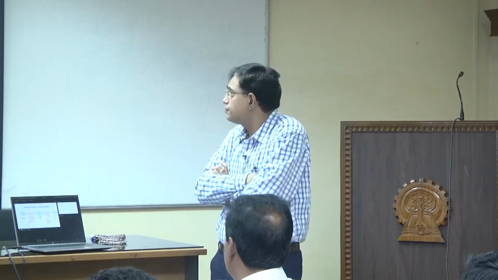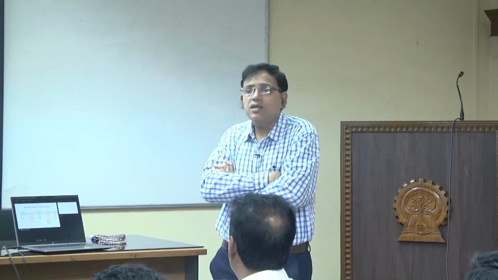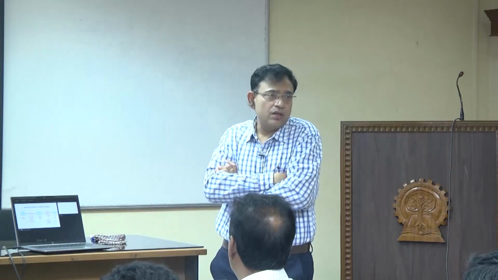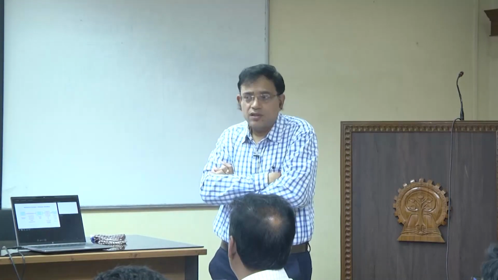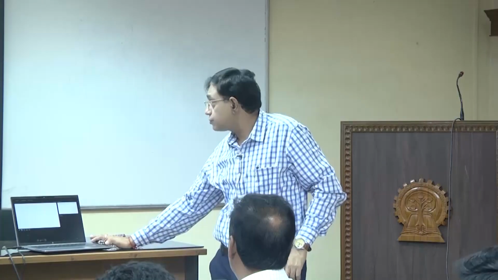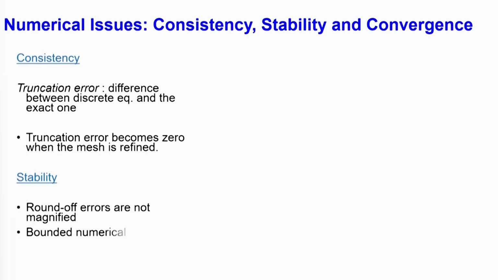And then you will get an approximate solution, and then you may plot it in the form of a graph or whatever, and that is your overall simulation workflow. This does not change absolutely from the simplest problem in CFD to the most complex problem in CFD. But the detailing is there, and that is where we will get into the numerical issues.